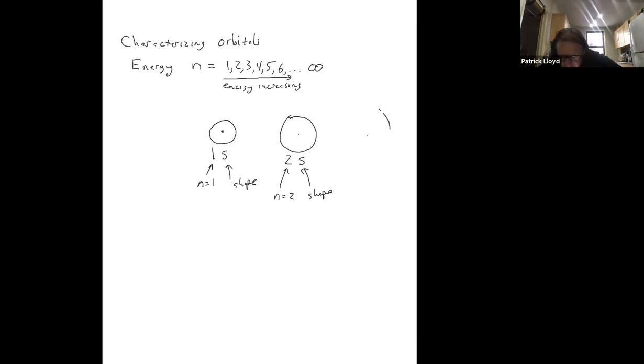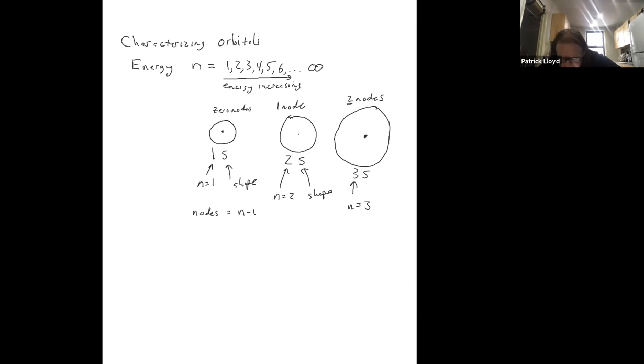Now, again, it's a little bit more detailed than this. There are some nuances to this. It turns out that every time you go up a value of n, you get an extra node. So this one has 0 nodes. This one has 1 node, and this one has 2 nodes. Okay, so the number of nodes is equal to n minus 1. So if this is a 3s, n equals 3, 3 minus 1 is 2. So this one has 2 nodes.